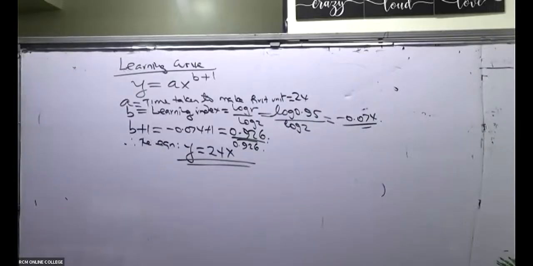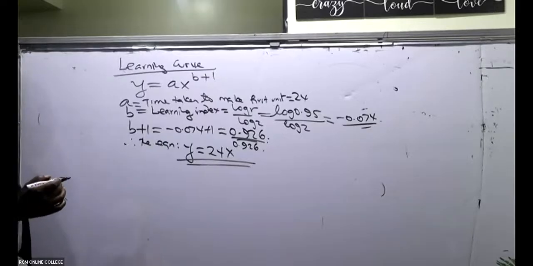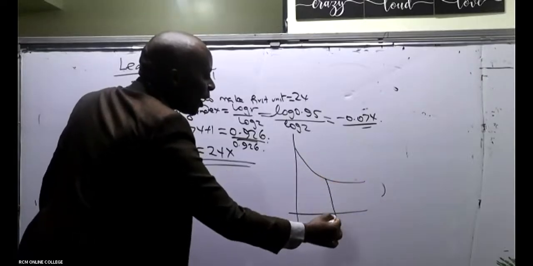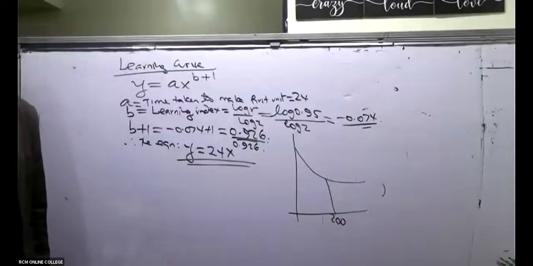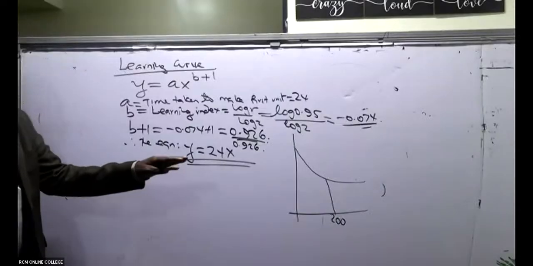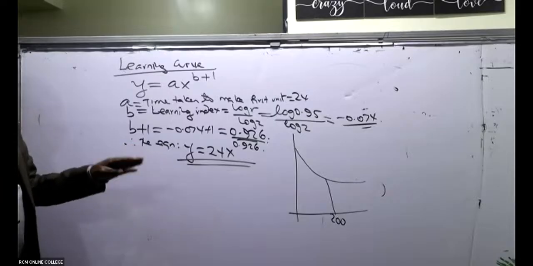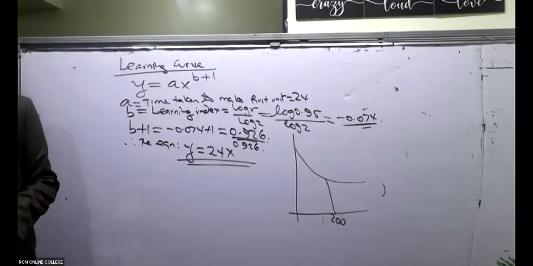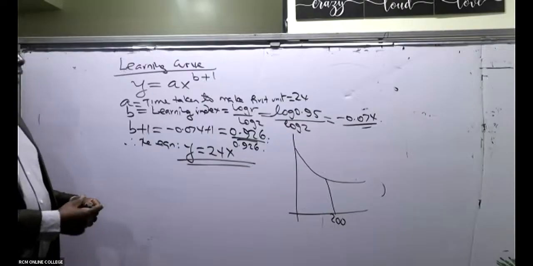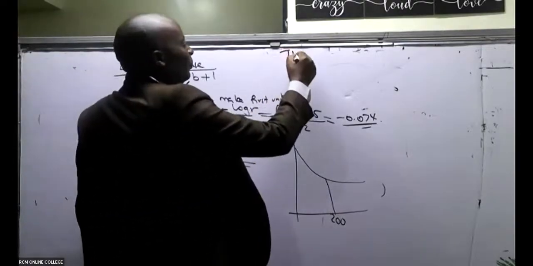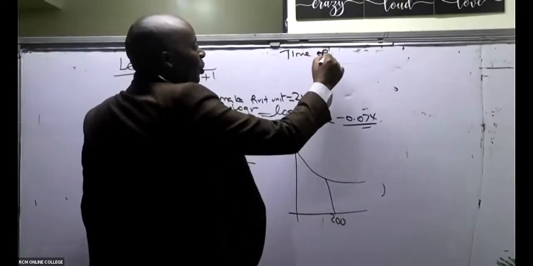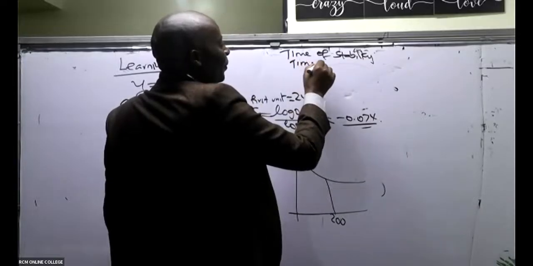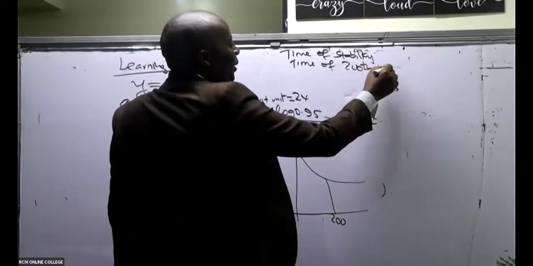But remember that this is not going to be applied indefinitely. This learning curve is only going up to unit number 200, after which learning ceases. So then the very first thing that I will do is to calculate the time of stability, because there is stabilization here, which is the time of the 200th unit.